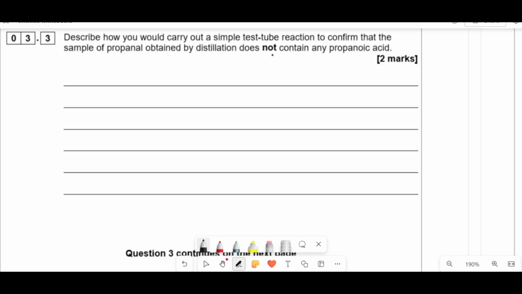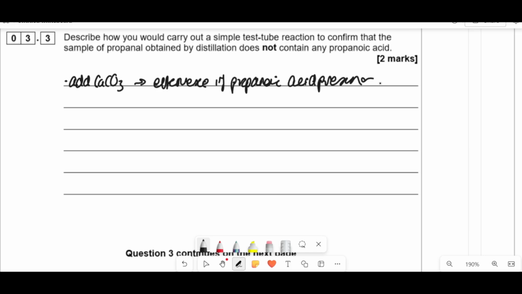Now it says, describe how you do a simple test tube reaction to find out if this propanal obtained by distillation doesn't have any propanoic acid. Carboxylic acid, one simple test tube thing. The only thing you can do here to determine whether it's propanoic acid is by adding a metal carbonate. For example, add CaCO3, and it would effervesce or bubble if the propanoic acid was present, because it's making CO2. Other people were talking about testing for an aldehyde by adding 2,4-DNP or Tollens' reagent. That's not correct. They're looking for propanoic acid.